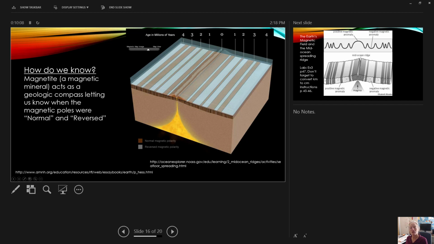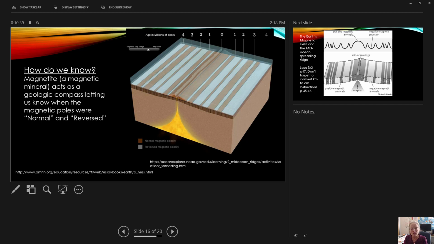And we're making the rocks for what we call normal polarity, brown. And we're making the rocks for reverse polarity, blue. And so this is 0, right in the middle, present time. That's 1 million years ago, 2, 3, 4. They'll be about even because the spreading rate is probably pretty consistent. It speeds up and slows down a little bit, but it's pretty consistent.